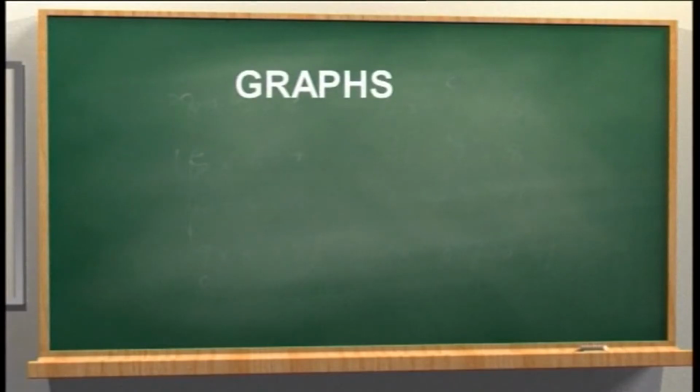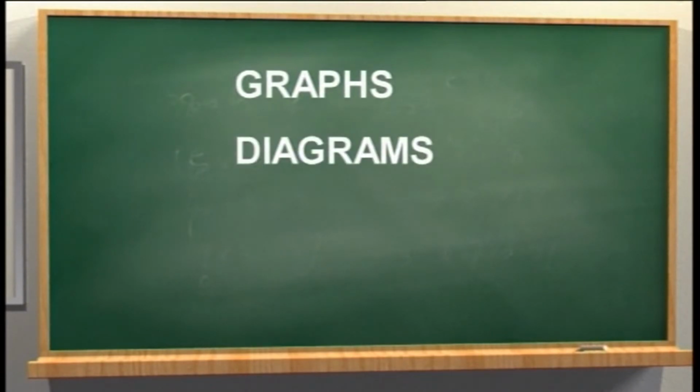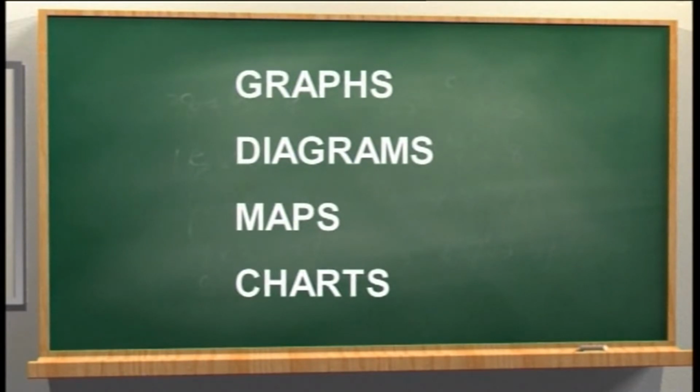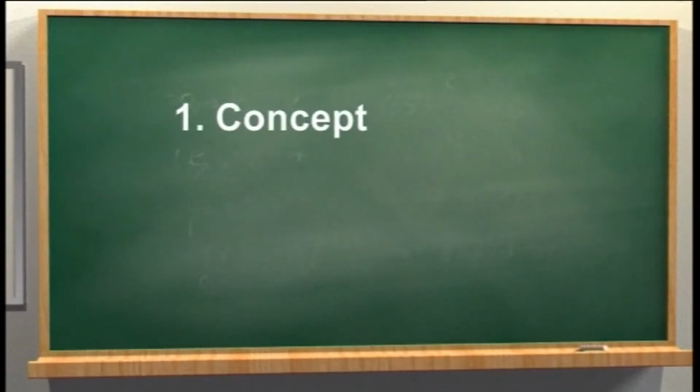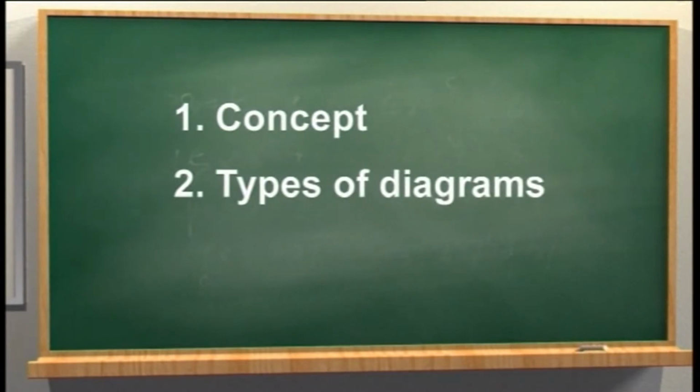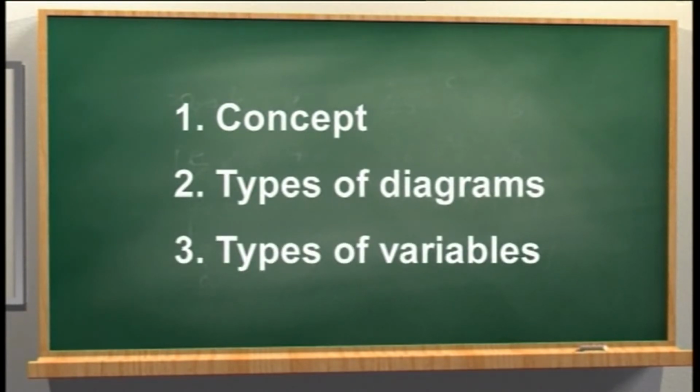Besides the tabular form, the data may also be presented in some graphic or diagrammatic form. The transformation of data through visual methods like graphs, diagrams, maps, and charts is called representation of data. It is often said a picture is worth 1,000 words. They attract a reader's attention to what they are supposed to convey about the data. Let's describe the concept, types of diagrams, and types of variables.